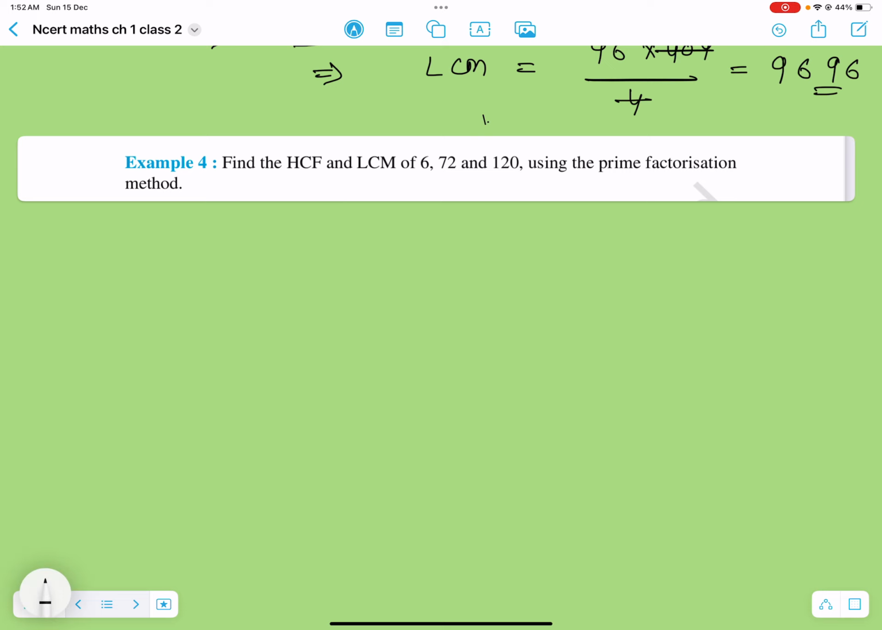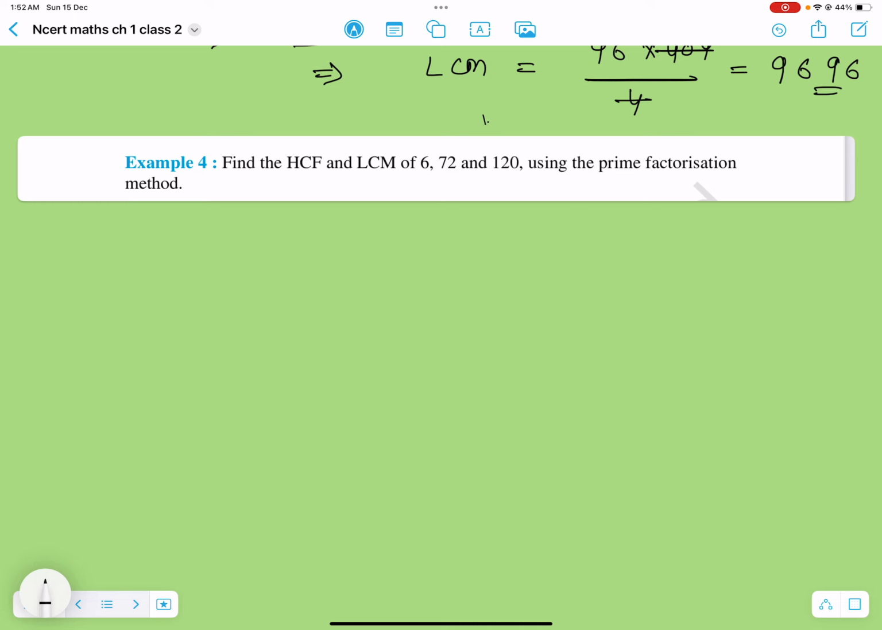तो बच्चों, the question is, find the HCF and LCM of 6, 72 and 120 using the prime factorization method. As I said, the previous formula that we discussed is not applicable on three numbers. That was only for two numbers, right? So the only way we have at this point, as per this question, is to find the prime factors.